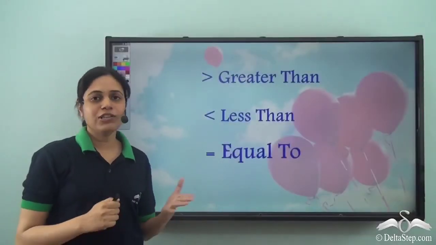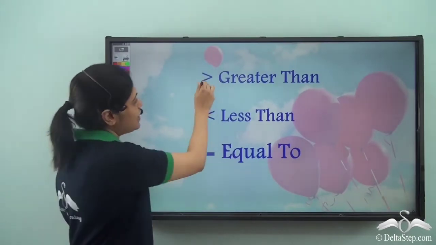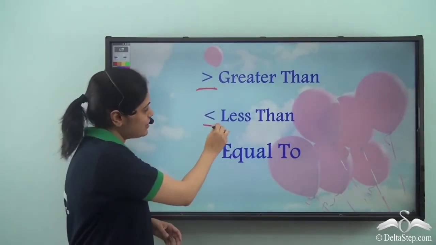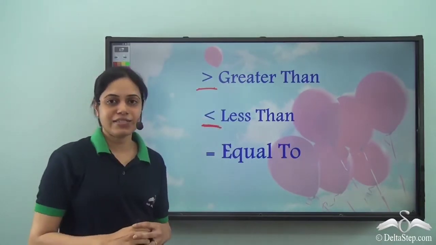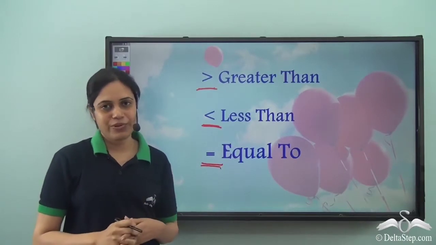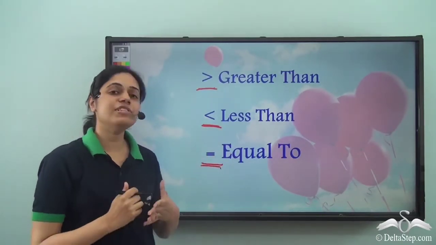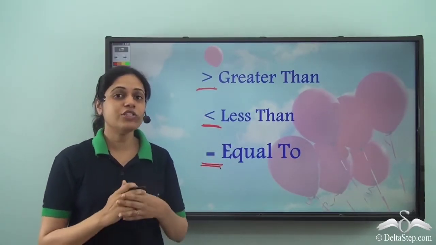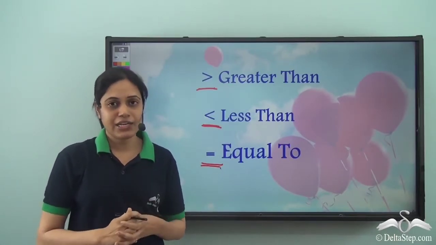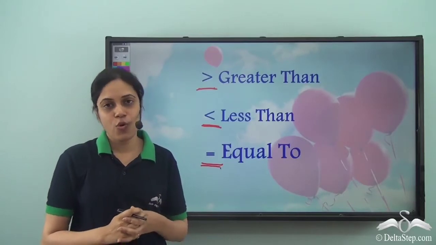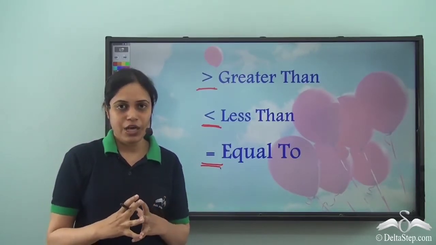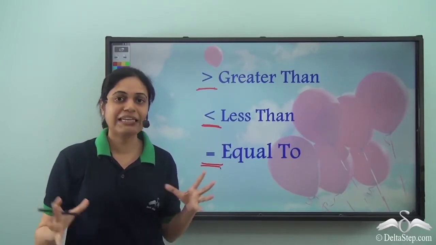Now, do you recall these symbols? This is the greater than symbol. This is the less than symbol. And this is the equal to symbol. Now, what do these symbols mean? Do you recall the story of the evil alligator? The evil alligator always used to open his mouth wherever he saw a bigger number. He used to open his mouth and eat it up.